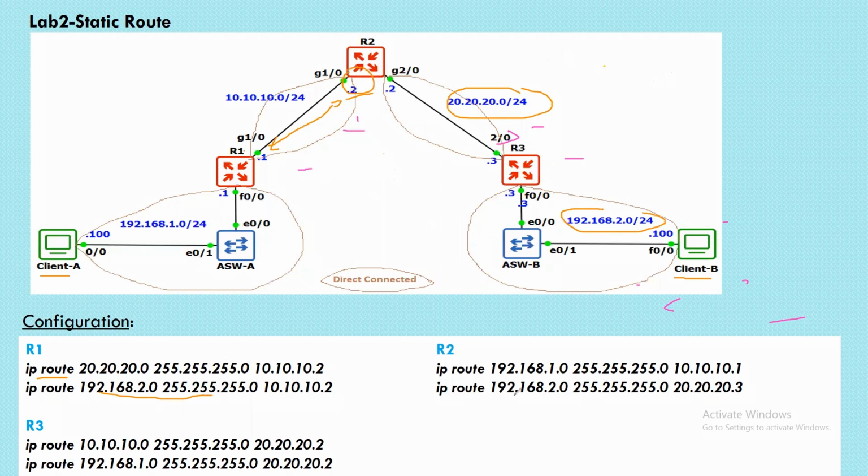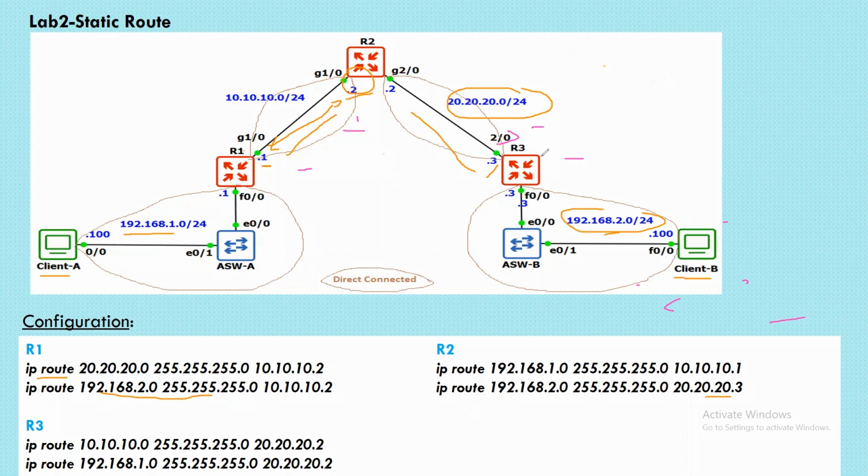For router 2, ip route, we have two networks which are not directly connected. We have this one and this one. So ip route 192.168.1.0: to reach here, we have to pass through our next hop, 10.10.10.1. And to reach 192.168.2.0, we have to pass through our next hop, 20.20.20.3. So this is the configuration for router 2.